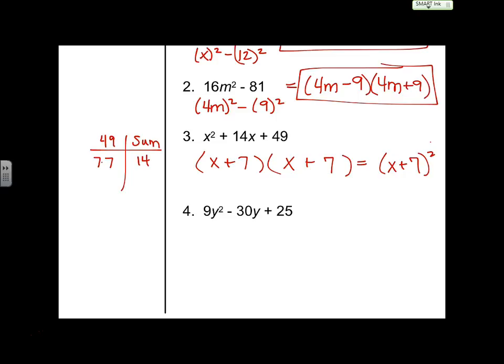Like let's say X plus 7 squared, so that it means the same thing as X plus 7, X plus 7. Either one works, right? Yes. Both are just as appropriate.